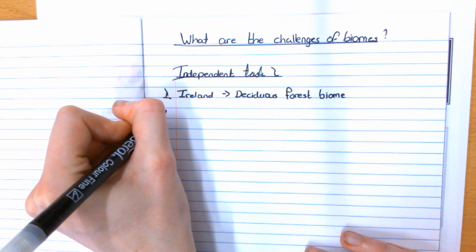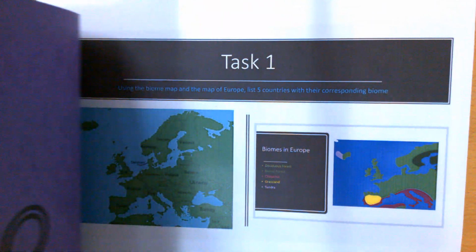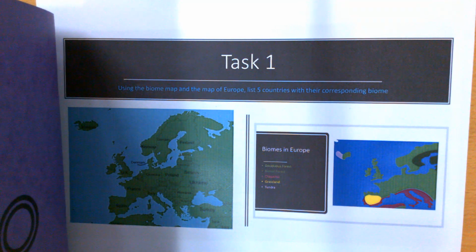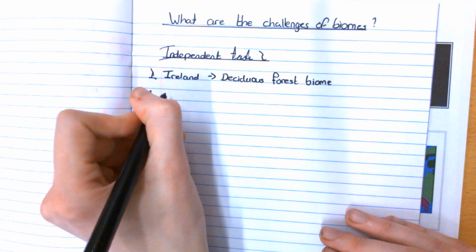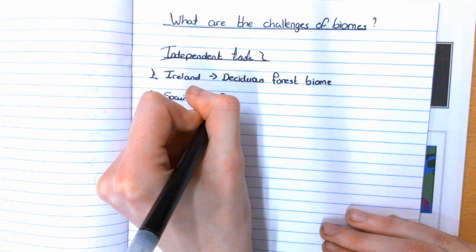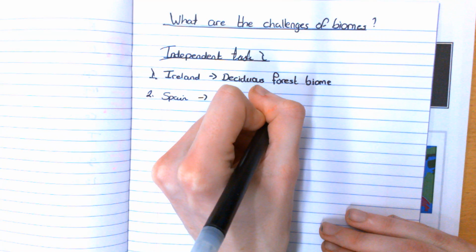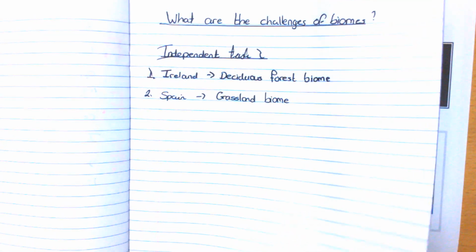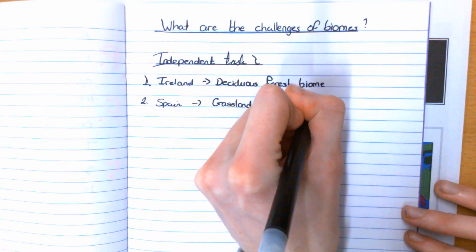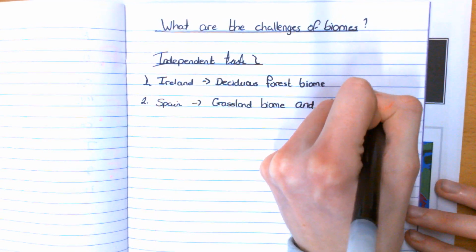Okay, number 2. I'm going to pick something different to deciduous forest this time, and I'm going to look at Spain. So I have Spain here. I can see Spain there. Spain has a number of ones. Grassland biome. And it has another one. I can go and check it. Grassland biome and chaparral biome.